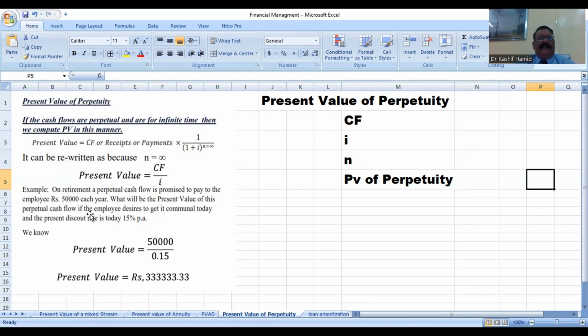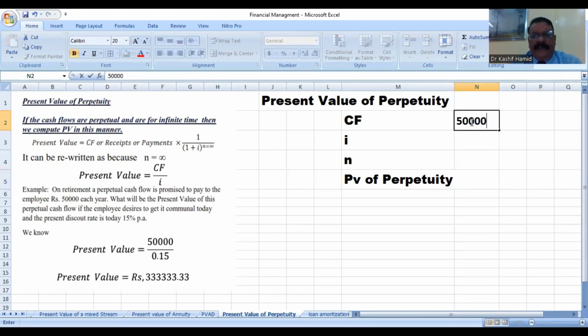For example, someone gives us 50,000 after each year. What will be the present value of these perpetual cash flows if the interest rate is 15%? So the cash flows offered for an unlimited period each year are 50,000, interest is 15%, 0.15, and n is infinity. We have no concern with this value. Present value of perpetuity is equal to cash flows divided by I.